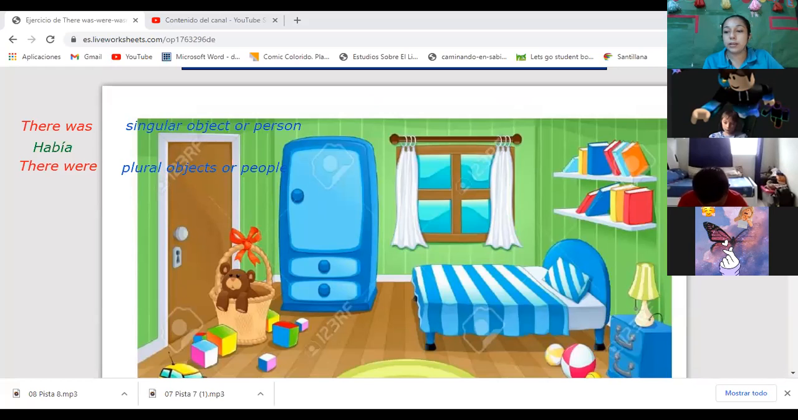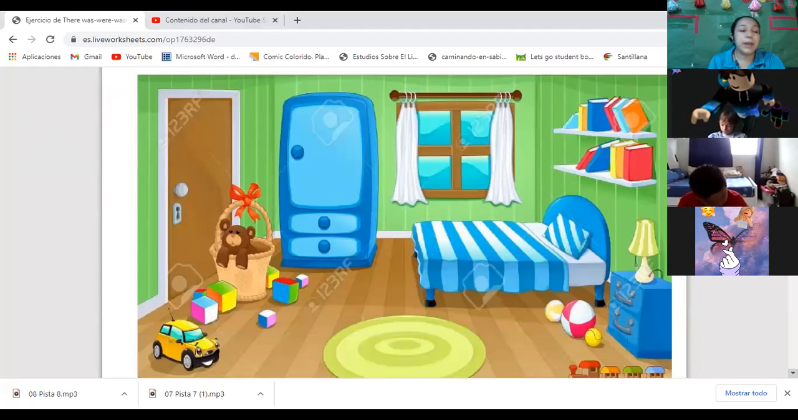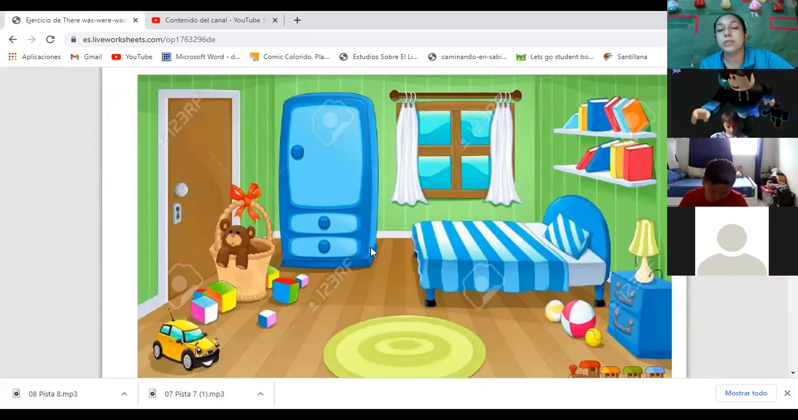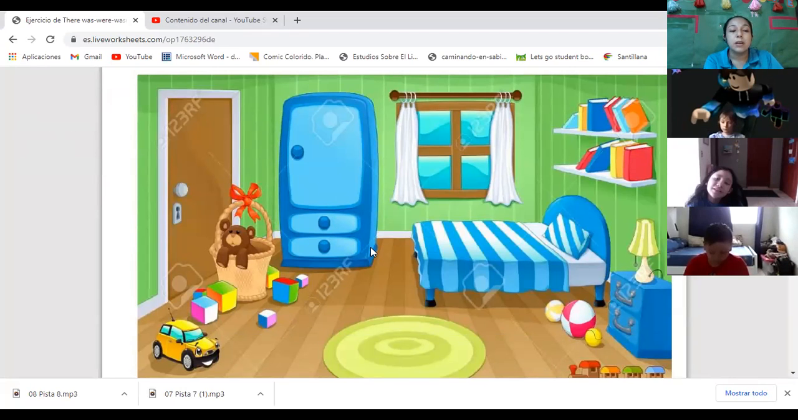Okay, let's check, see the picture. So what is that place? What part of the house is this one? ¿Qué parte de la casa es, chicos? Lo que ustedes ven en pantalla, la imagen. A bedroom. Okay, this one is a bedroom.